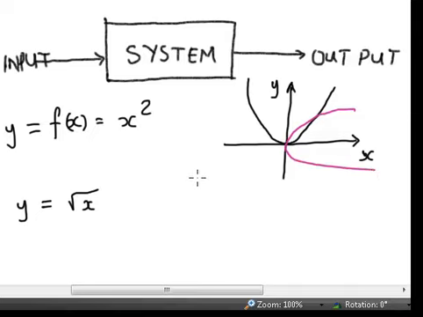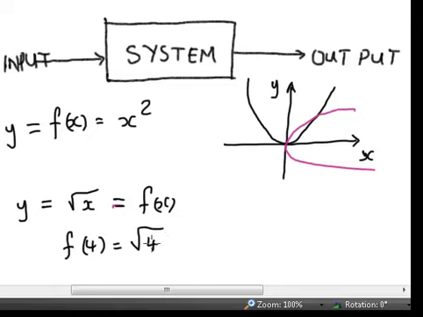Altogether. Are you sure? That graph is not a function. Why? Because if I now say, let's still call this thing f of x, and I give f of x the input 4, this f of x will calculate the square root of 4.